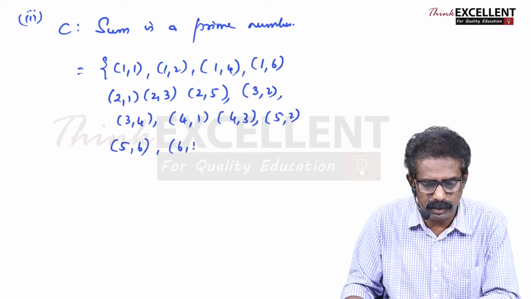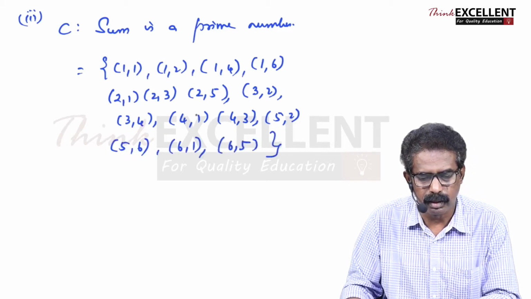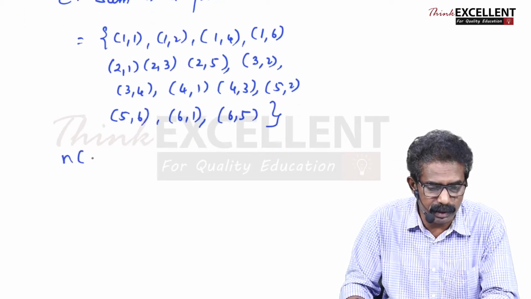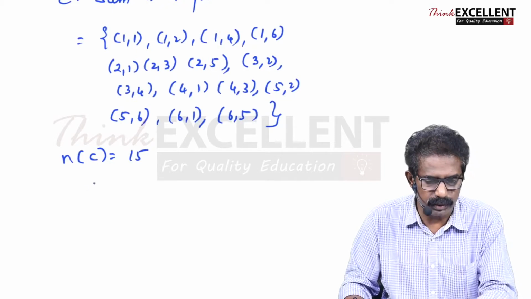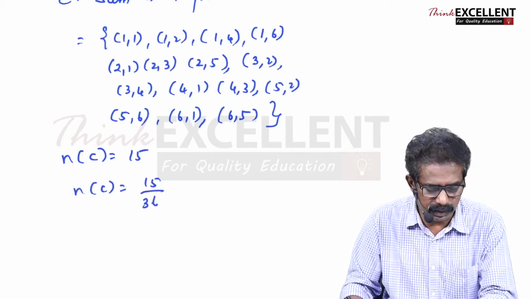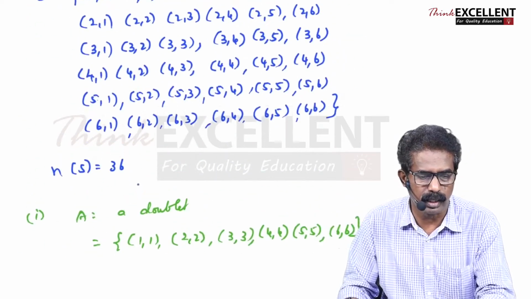Sixth row 6, 1, 6, 5. Okay, these are the terms which give the sum as a prime number. If you count all these, you will get 15. So N of C is equal to 15 by 36. If you cancel by 3, your answer is 5 by 12.